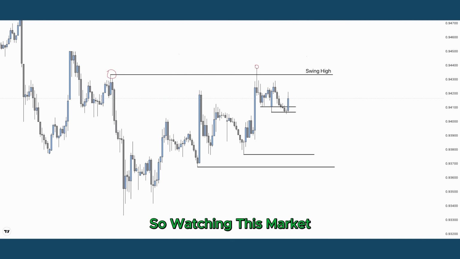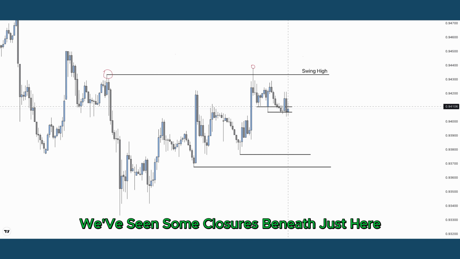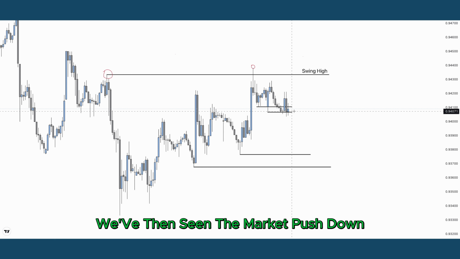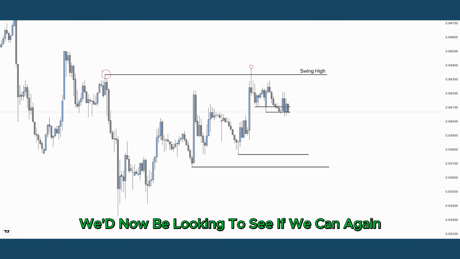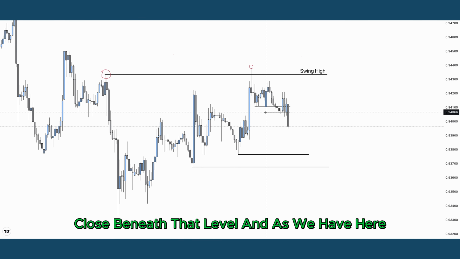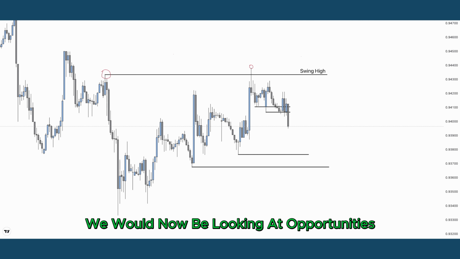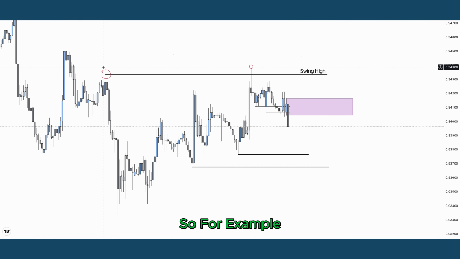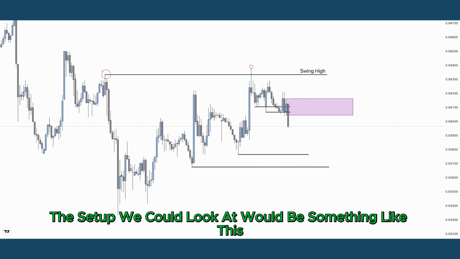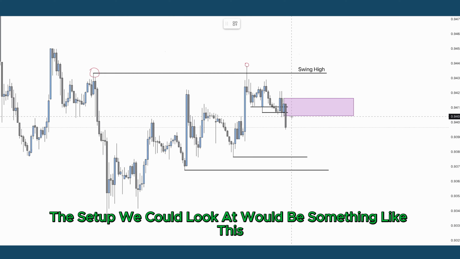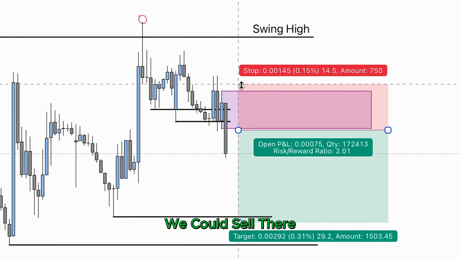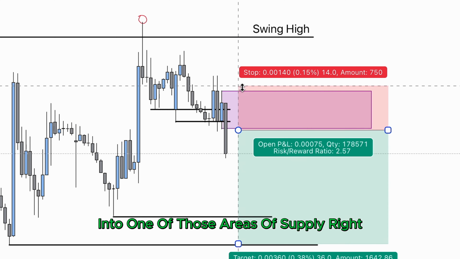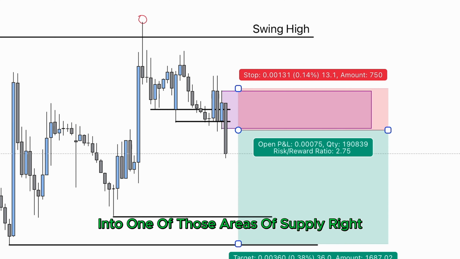So watching this market, we've seen some closures beneath. Just here, we saw a closure under this level initially. We've then seen the market push down. We'd now be looking to see if we can, again, close beneath that level. And as we have here, we would now be looking at opportunities to sell this market if we were able to pull back. So for example, the setup we could look at would be something like this. We could sell there. We could have stops above the zone, and targets-wise, we could trade this down into one of those areas of supply, right?